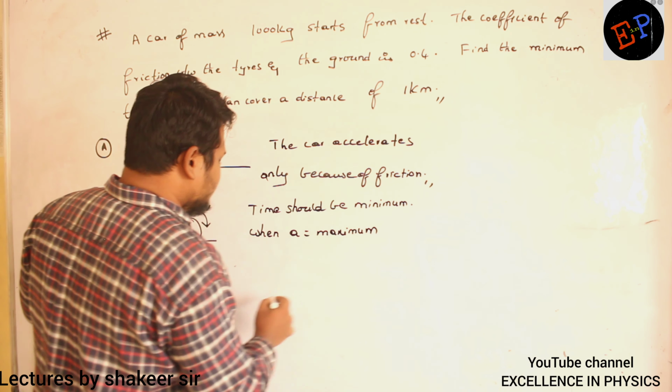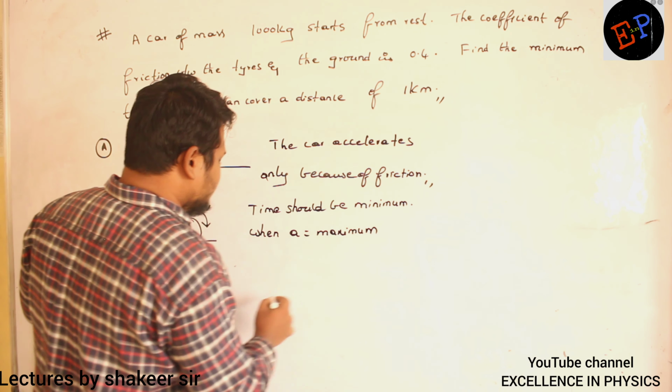Now in this condition, can you say how I can calculate limiting friction? What is the formula of limiting friction? Mu s into N. Clear? Mu s value is 0.4. Normal reaction is nothing but the weight only in this condition.